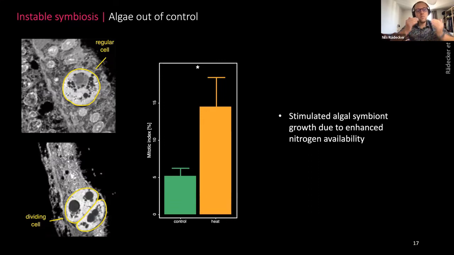So indeed, more nitrogen is available to these algae. They are no longer nitrogen limited. And as a consequence, they can invest photosynthetic carbon into their own growth rather than translocating it to the host.